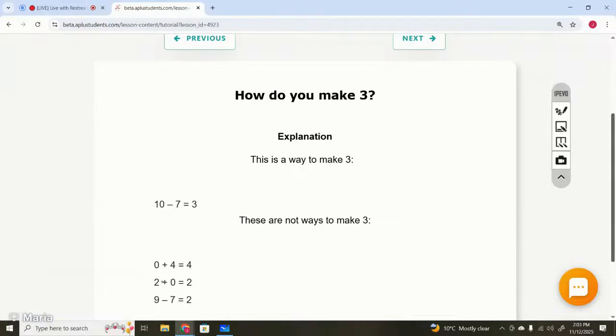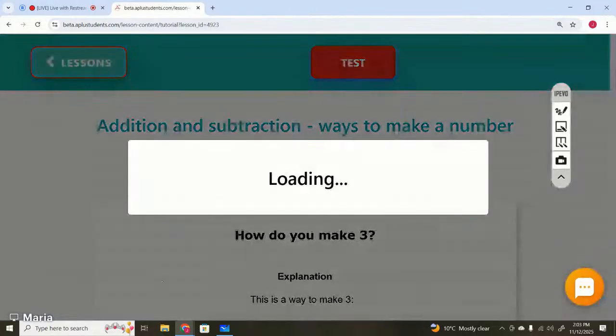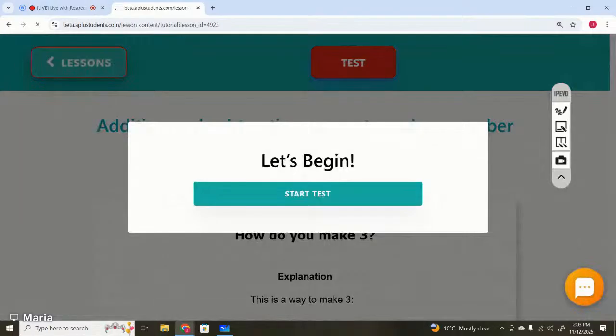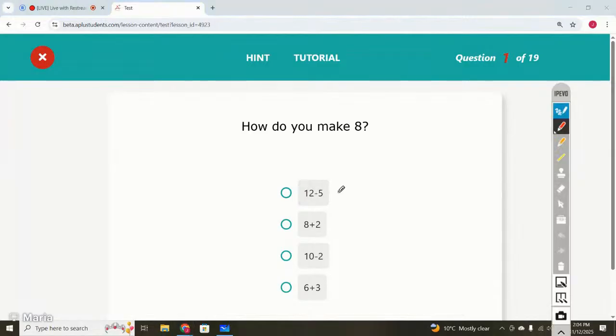Let's start with the test questions. How do you make 8? Let's subtract them one by one and see which one makes 8, either subtracted or added, right? 12 take away 5. We have 5, 6, 7, 8, 9, 10, 11, 12. 1, 2, 3, 4, 5, 6, 7. 12 take away 5 is 7.